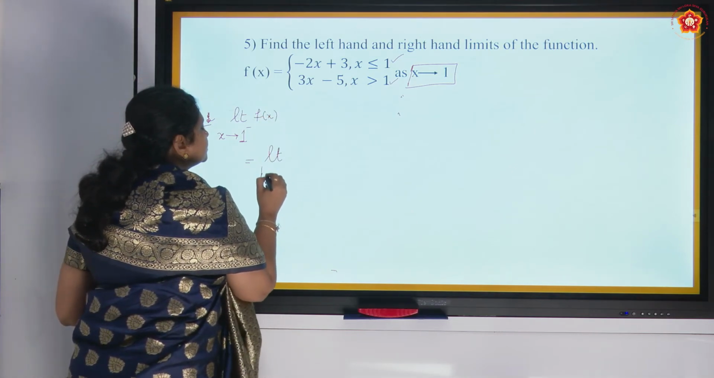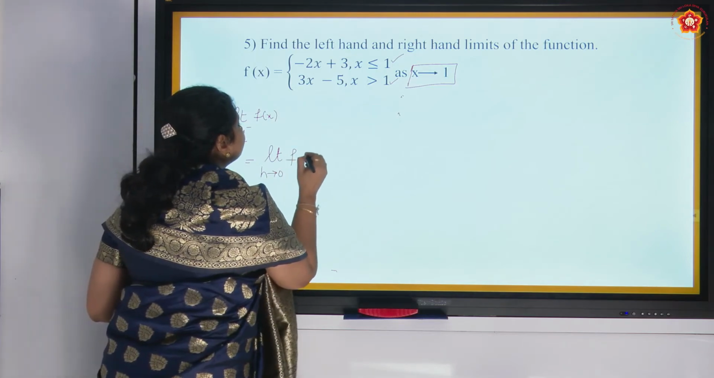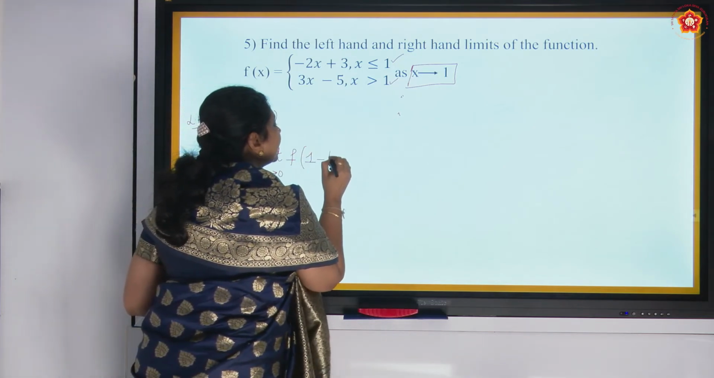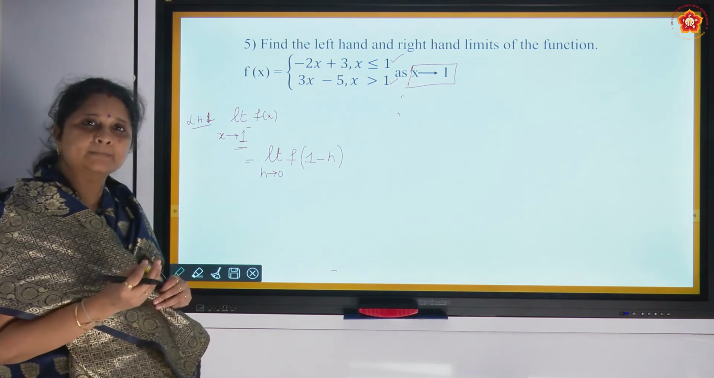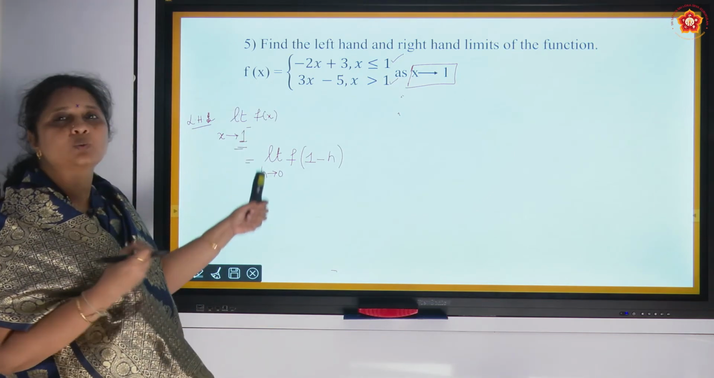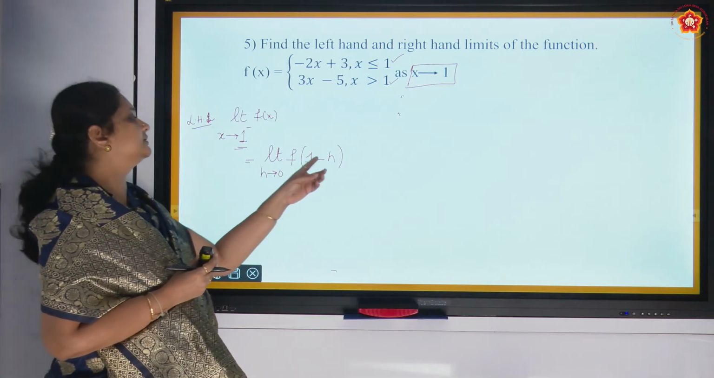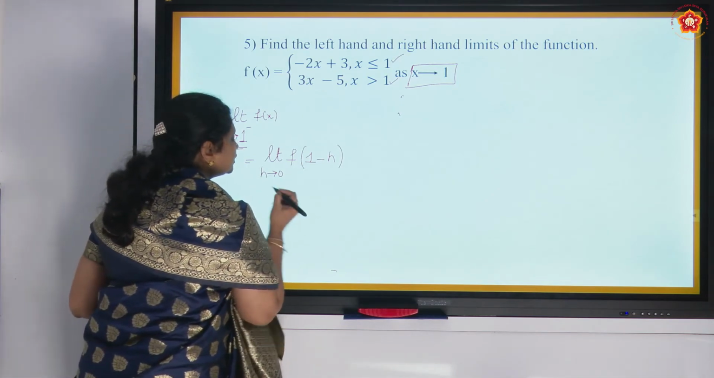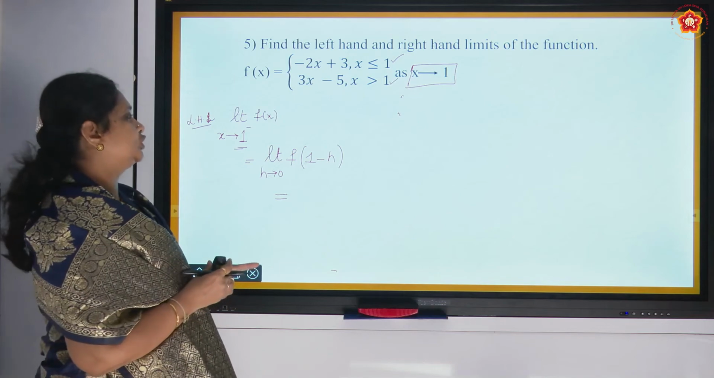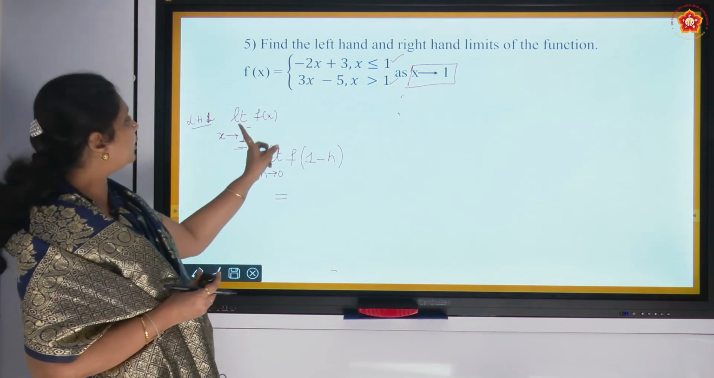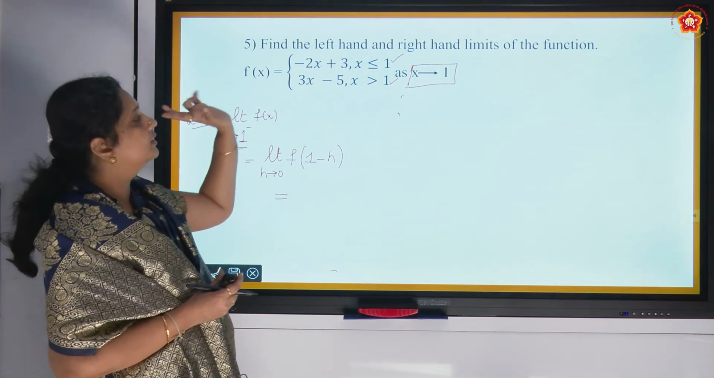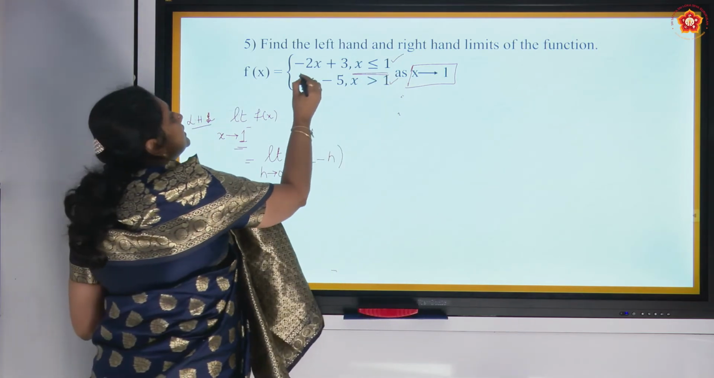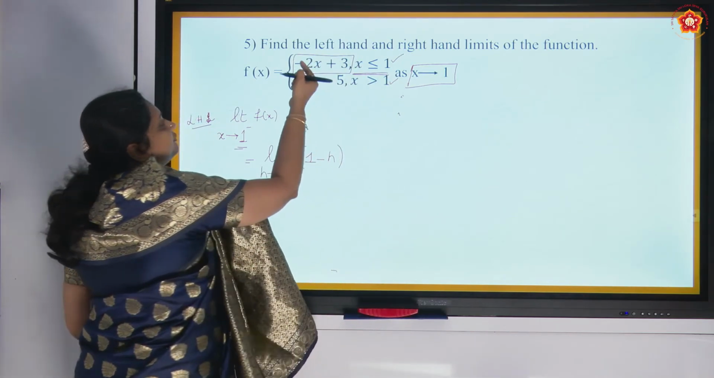limit h tending to 0, f of a, your a is 1 here, 1 minus h. From a number less than 1. So what number? It's a very small number that we are considering as h, that is almost equal to 0. So how do I do that now? So limit h tending to 0, f of 1 minus h. Now what is my function? I need to see. I'm looking into a number that is less than 1. So less than 1, my function is defined as whenever my x is less than or equal to 1, this is my function value.